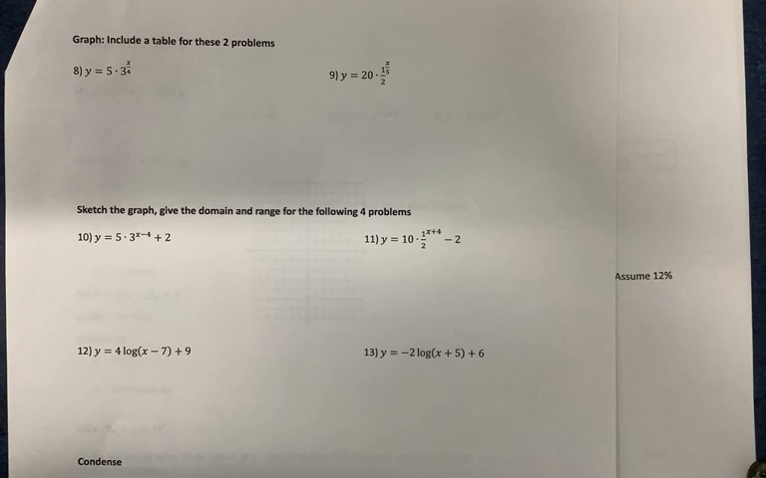All right, number 8 here. Graph and include a table for these two problems, 8 and 9. So for the exponential, we're going to choose our x values. We're definitely going to use 0, since there's no horizontal shift here. And we're going to go in increments of 4, because that makes a nice exponent. So at 0, the y-intercept is 5.